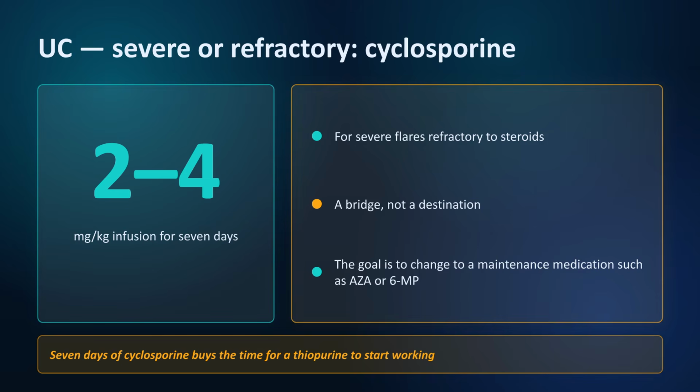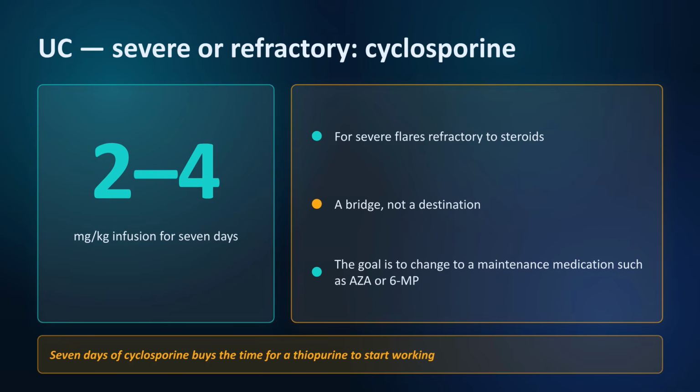When a severe flare does not respond to steroids, cyclosporine is an option. It is given as an infusion at 2 to 4 milligrams per kilogram for 7 days. Understand what that 7 days is for. Cyclosporine is a bridge, not a destination. The goal stated explicitly is to change to a maintenance medication, for example, azathioprine or 6-mercaptopurine.